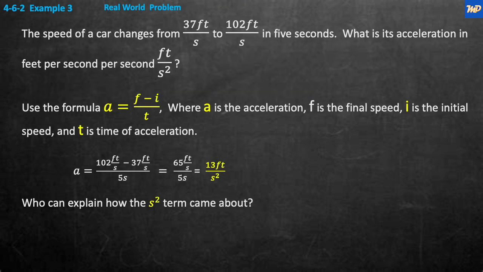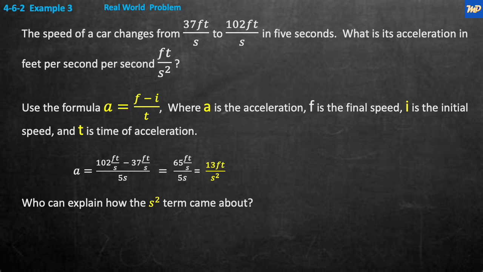Here in example 3, real world problem. The speed of a car changes from 37 feet per second to 102 feet per second in 5 seconds. What is its acceleration in feet per second per second? As you see, feet over seconds squared. Well, we're going to use the formula A is equal to F minus I over T, where A is the acceleration, F is the final speed, I is the initial speed, and T is the time of acceleration.